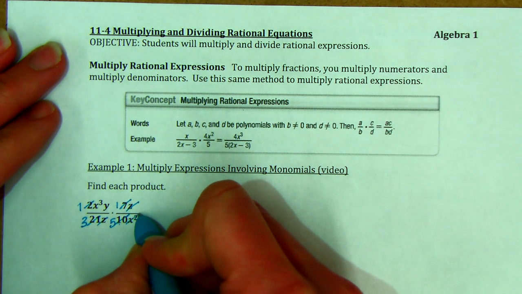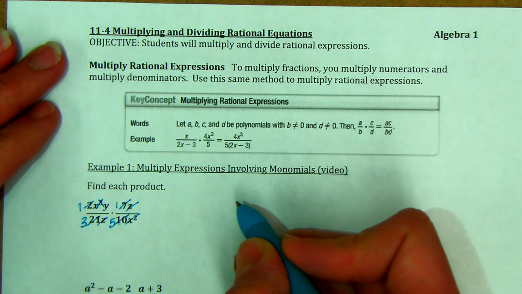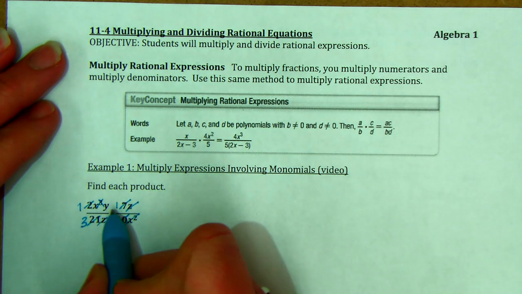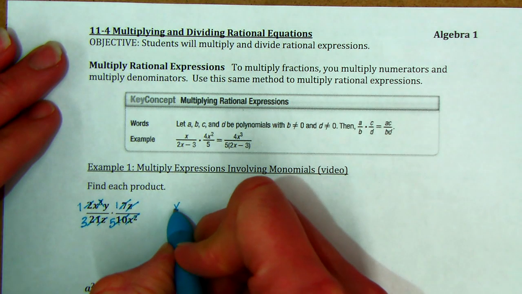You have 1 times 1. So your numerator, you just have x y. And in the denominator, you have 5 times 3, which is 15. And no variables at all.